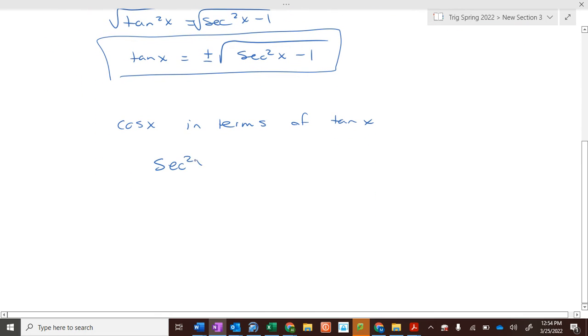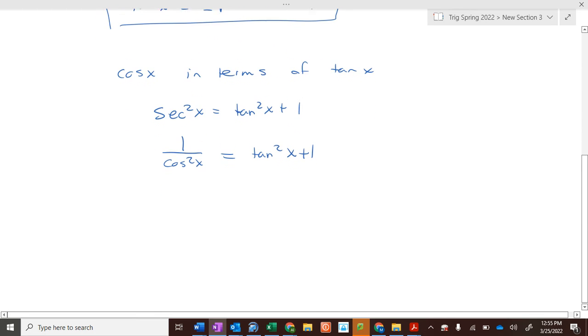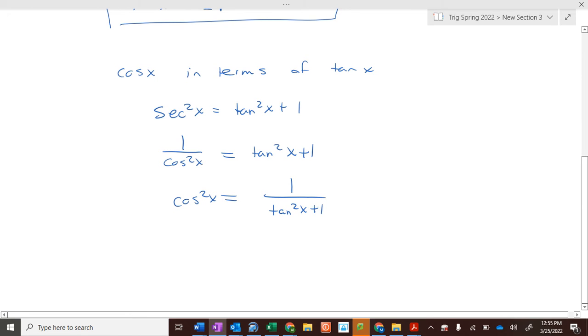I'm going to say secant squared of x equals tangent squared of x plus 1. Okay? Now, how can I change secant into cosine? Reciprocal. Secant squared is 1 over cosine squared of x. But I need cosine on the top. So what do I do to each side? Reciprocal it. Take the reciprocal of both sides.